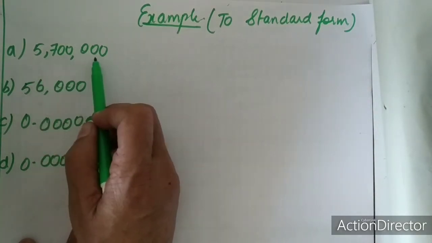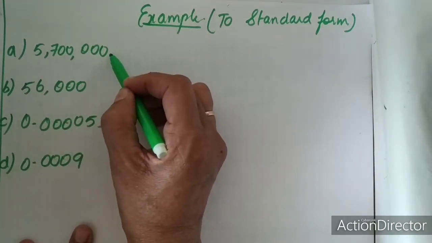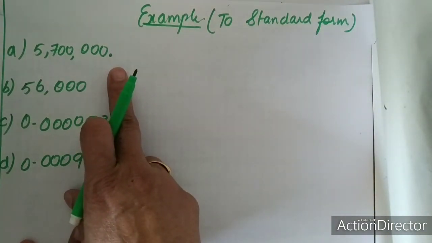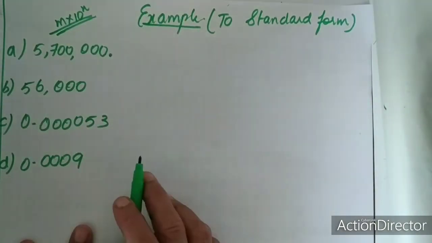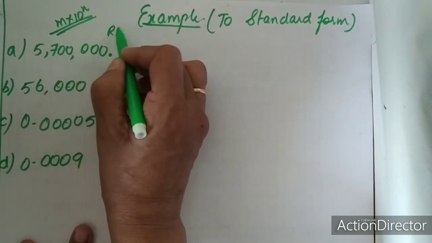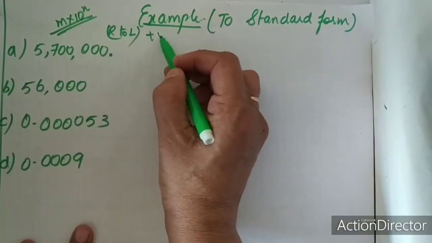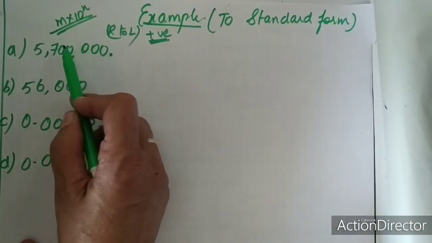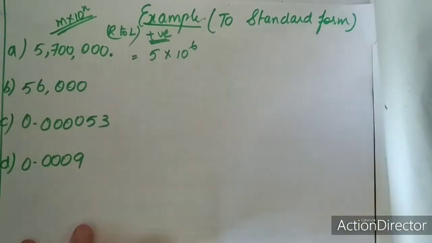Considering this number, when there is no decimal point given, it is always assumed that the decimal point is at the end. Now I have to write this in standard form. You know the rule of standard form. What is the formula? M multiplied by 10 raised to the power of n. So I am going to move this decimal point backward, that is from right to left. Always remember, when it is moved from right to left, the power will be positive. So how many places am I going to move? 1, 2, 3, 4, 5, 6. So my answer will be 5 into 10 raised to the power of 6.